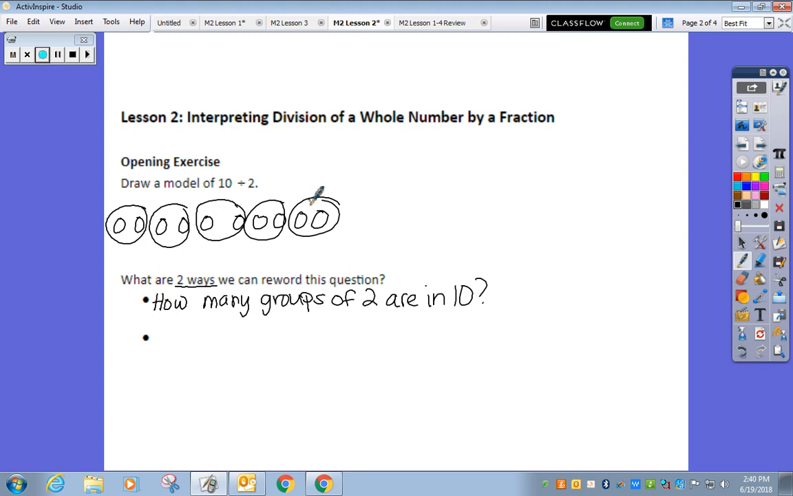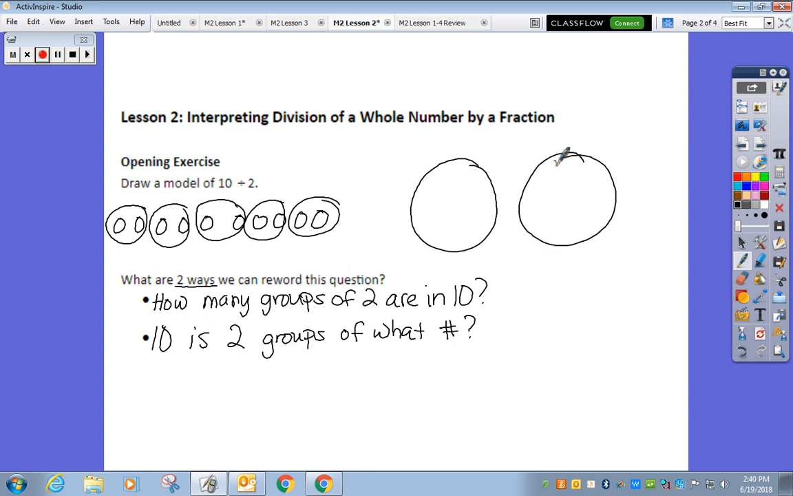So the other way that we can look at this problem is 10 is 2 groups of what number? So 10 is 2 groups of what number? So the way that I may model this is to draw 2 groups and then to start doling out 10 into the groups equally. So 1, 2, 3, 4, 5, 6, 7, 8, 9, 10. And then I could see that 10 is 2 groups of 5 in each group.